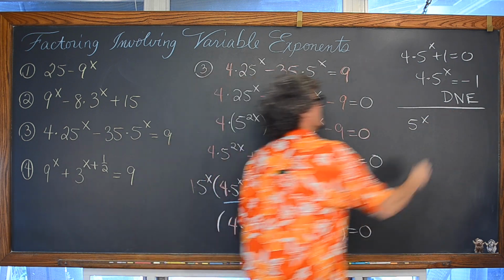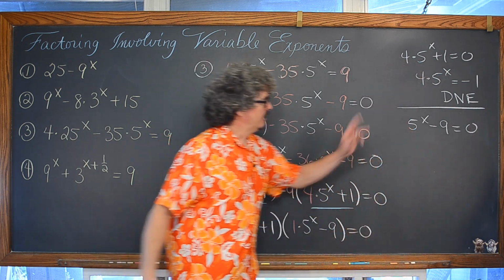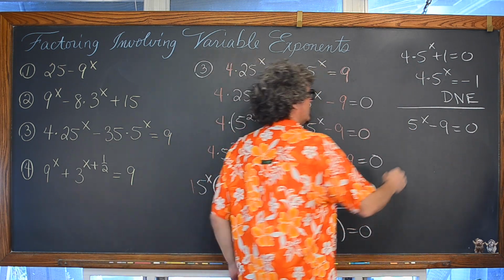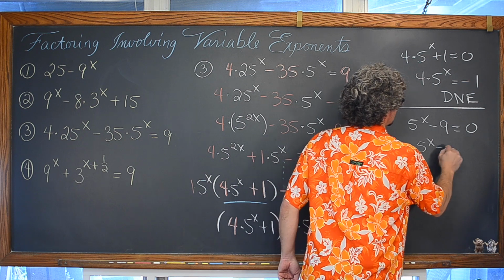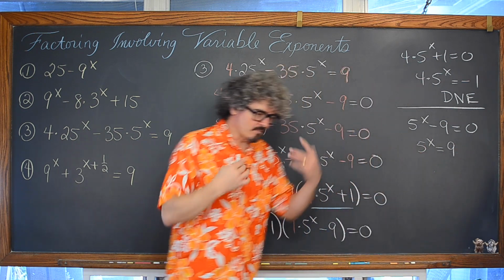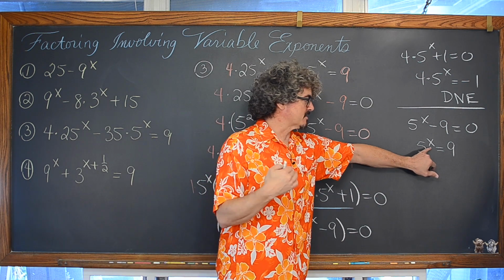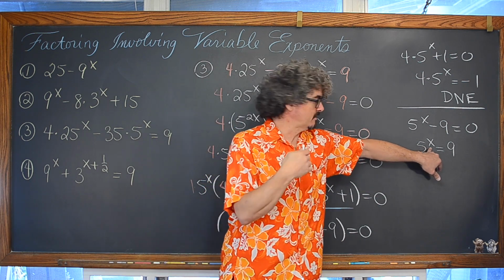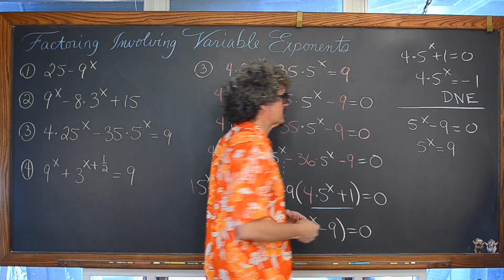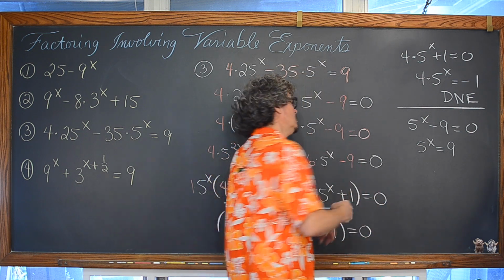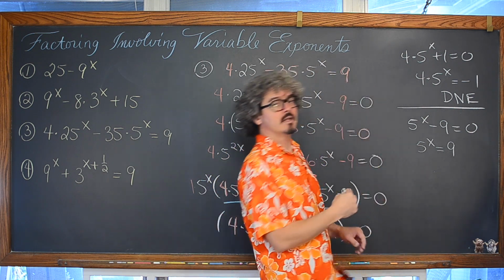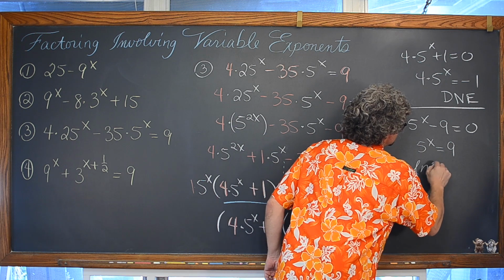But for the second factor here, we have 5 to the x power minus 9 equals 0. And now we're going to add 9 to both sides. And remember that we learned about natural log and logarithms, common logs, so that we could solve equations where the variable is in the exponent. So we're going to take the natural log of both sides now. Or you could do common log as well. Natural log just happens to be one less letter for me to write.